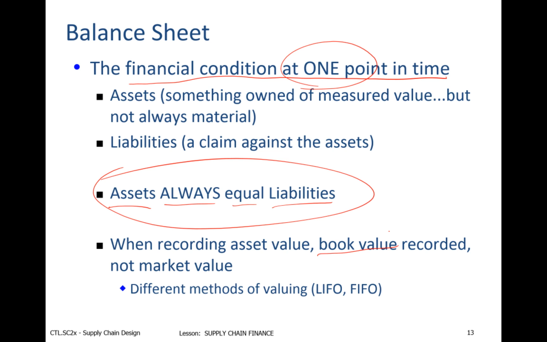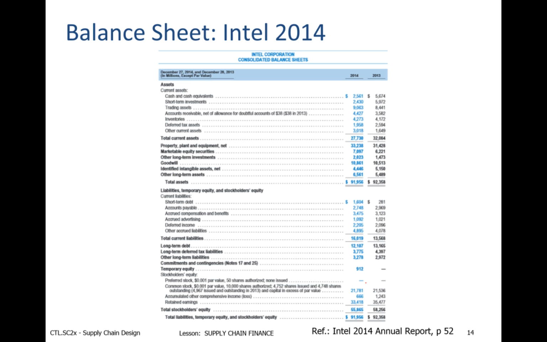And what's maintained on there is book value, not market value. Now, as we'll see in a separate segment, there are different methods for valuing inventory, such as LIFO and FIFO. So recognize that there are different methods of valuation, but keep in mind that we always use book value when we're recording something in the journals. Now, it's possible that a book value could also equal the market value at a certain point in time, but the book value is what's maintained in the reports.